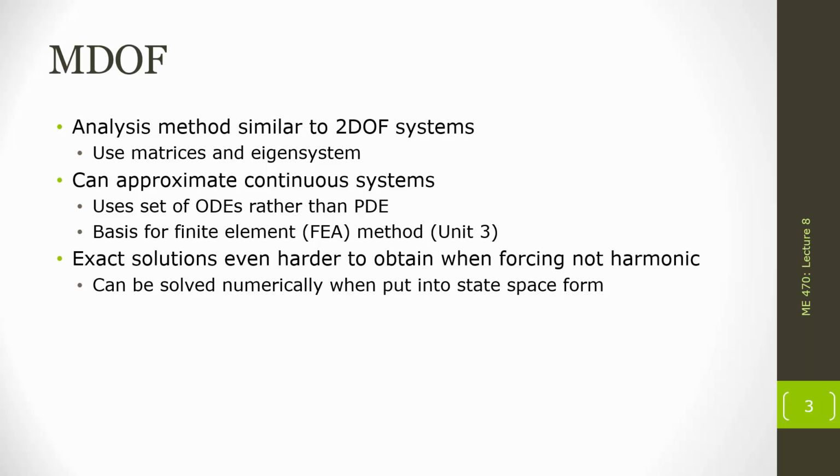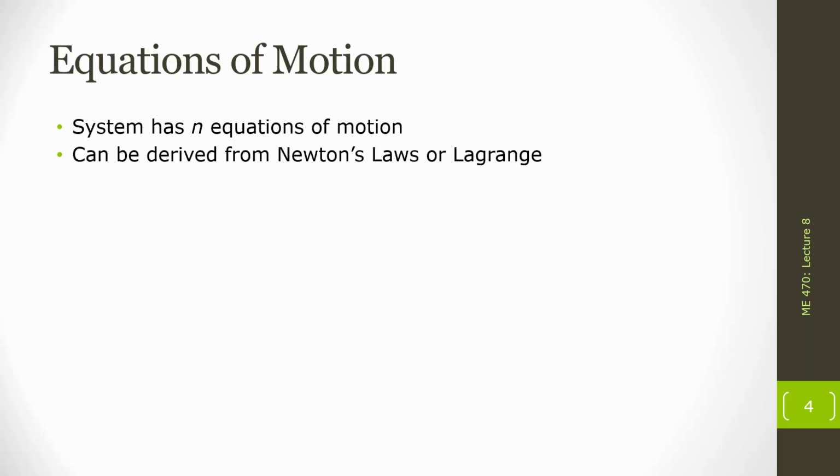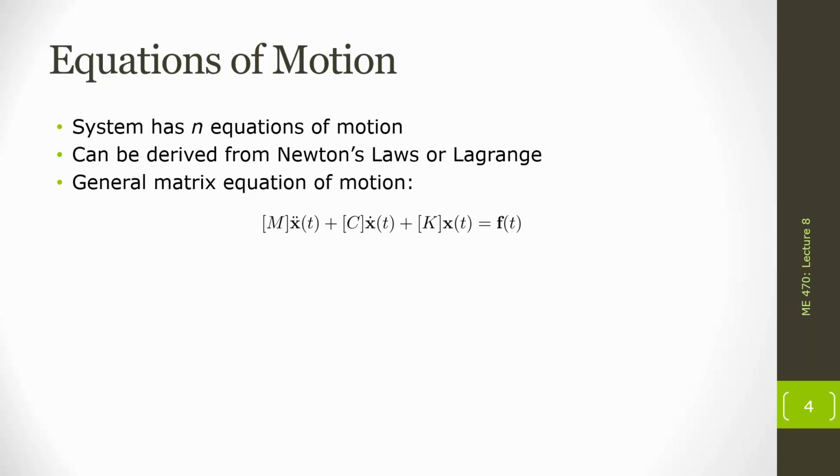So how do we see that we have a multi-degree of freedom system? Well, generically, we'll say we have n equations of motion, which we're going to derive typically using Lagrange's equations, but they could come from Newton's laws or other methods as well. And this will look very similar to what we saw for the 2-degree of freedom system. We want to put our n equations of motion into matrix form, where we're going to have a mass matrix, potentially a damping matrix, a stiffness matrix, and then the right-hand side could have a forcing function.